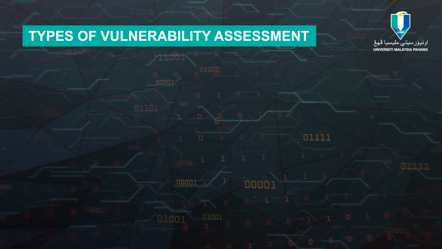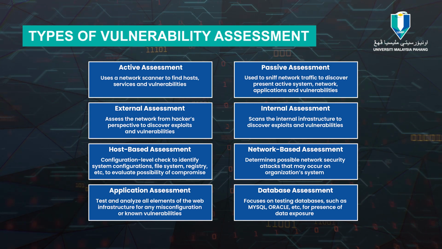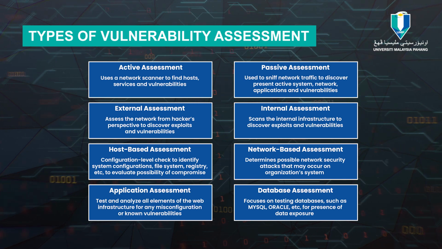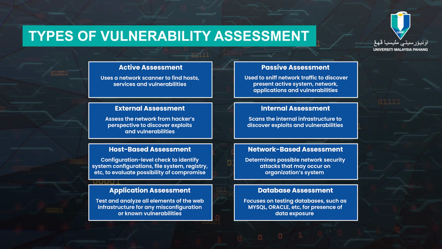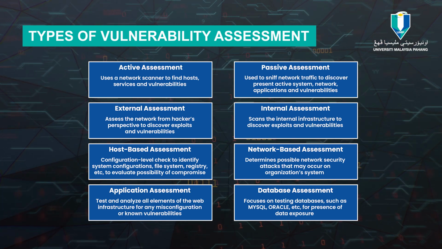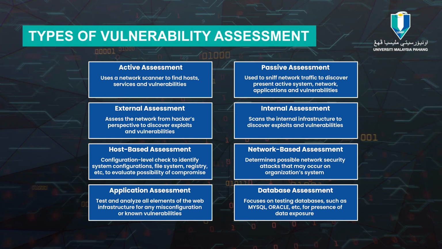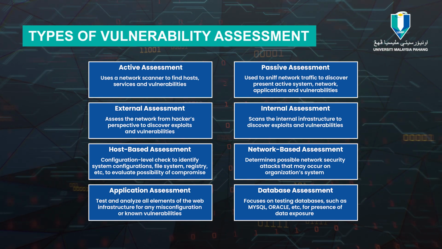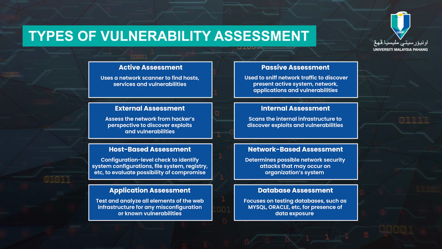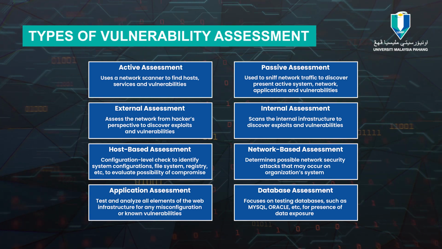Types of vulnerability assessment. Active assessment uses a network scanner to find hosts, services, and vulnerabilities. Passive assessment is used to sniff the network traffic to discover present active systems, network services, applications, and vulnerabilities present. External assessment assesses the network from the hacker's perspective to discover exploits and vulnerabilities that are accessible to the outside world. Internal assessment scans the internal infrastructure to discover exploits and vulnerabilities.